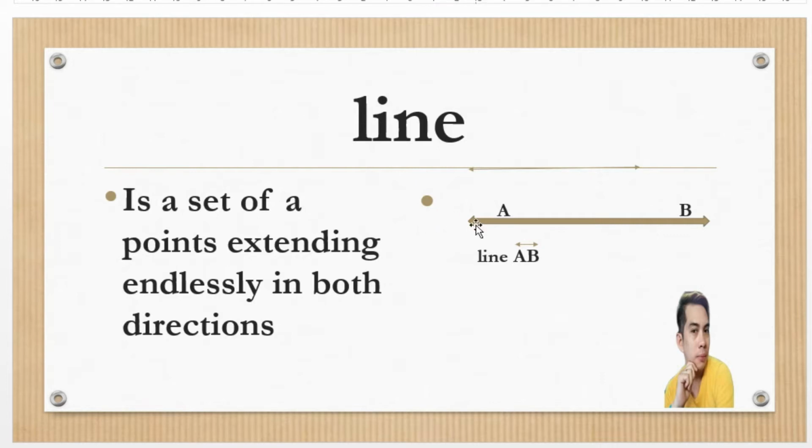So, halimbawa dito yung point A, then dun sa point B, pwede po nating padugtungan, point C, point D, so on and so forth. So, ang symbols nito, at pag binasa mo ito, this is line AB. Again, this is line AB.